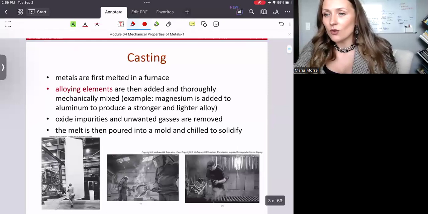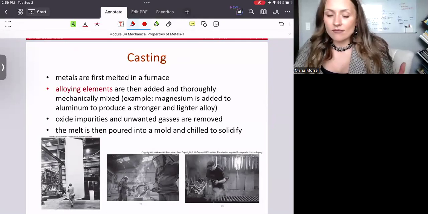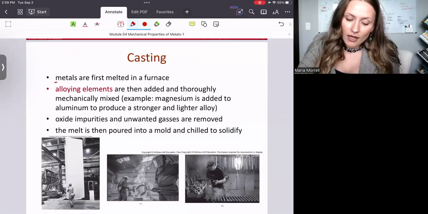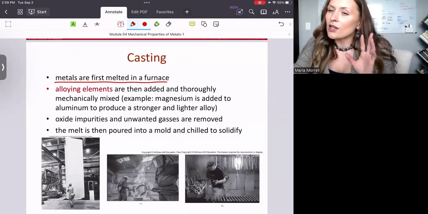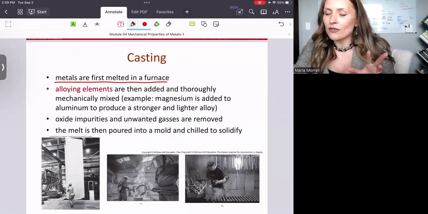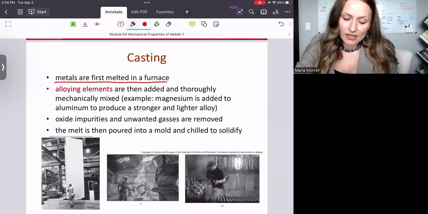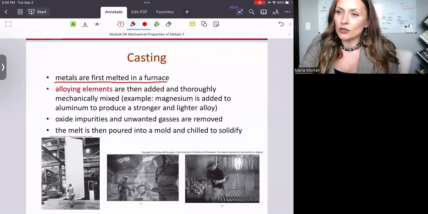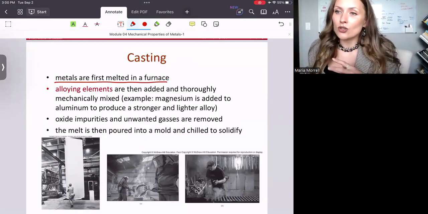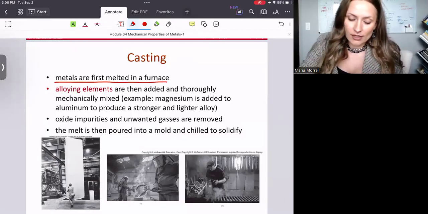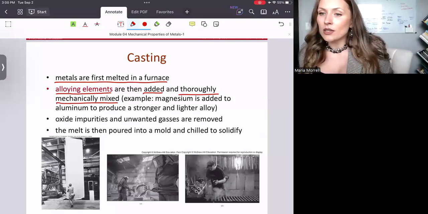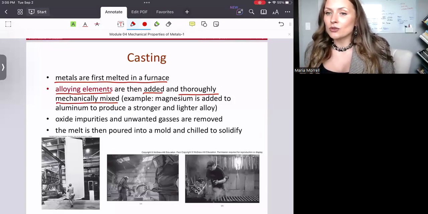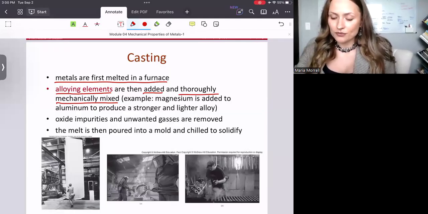Casting. So, the process is the following. First, the metals are melted in a furnace. Then there is an optional step, but since we are now familiar with alloys, it is listed here. In case you would like to produce some kind of alloy and you need to introduce dopants or impurities, then alloying elements are added and thoroughly mechanically mixed. Just as an example, magnesium is added to aluminum to produce a stronger and lighter alloy.